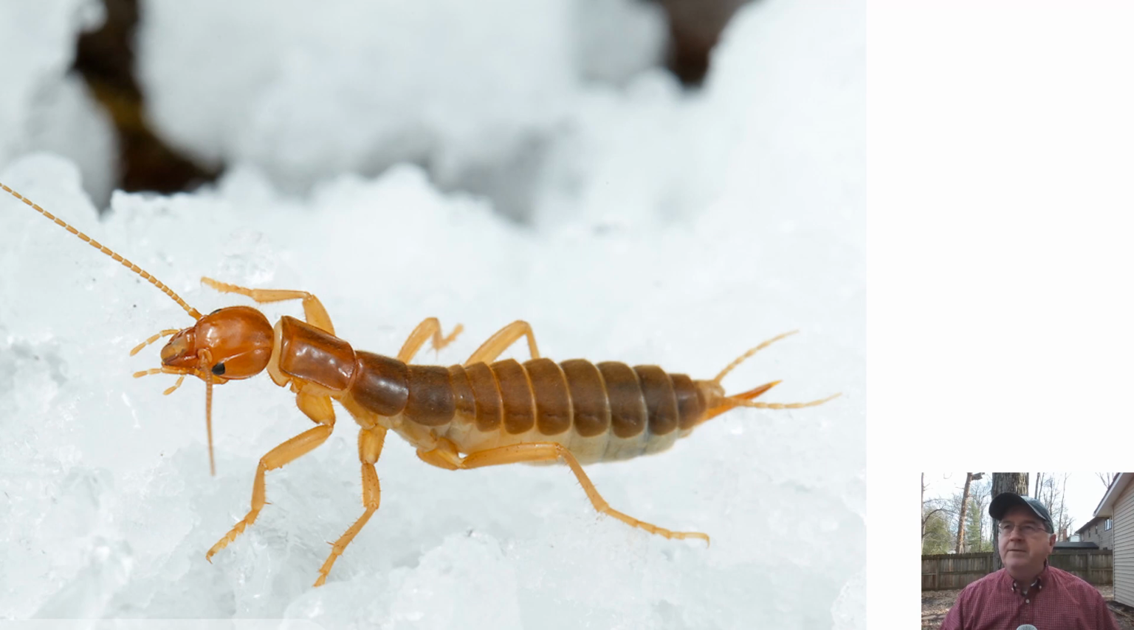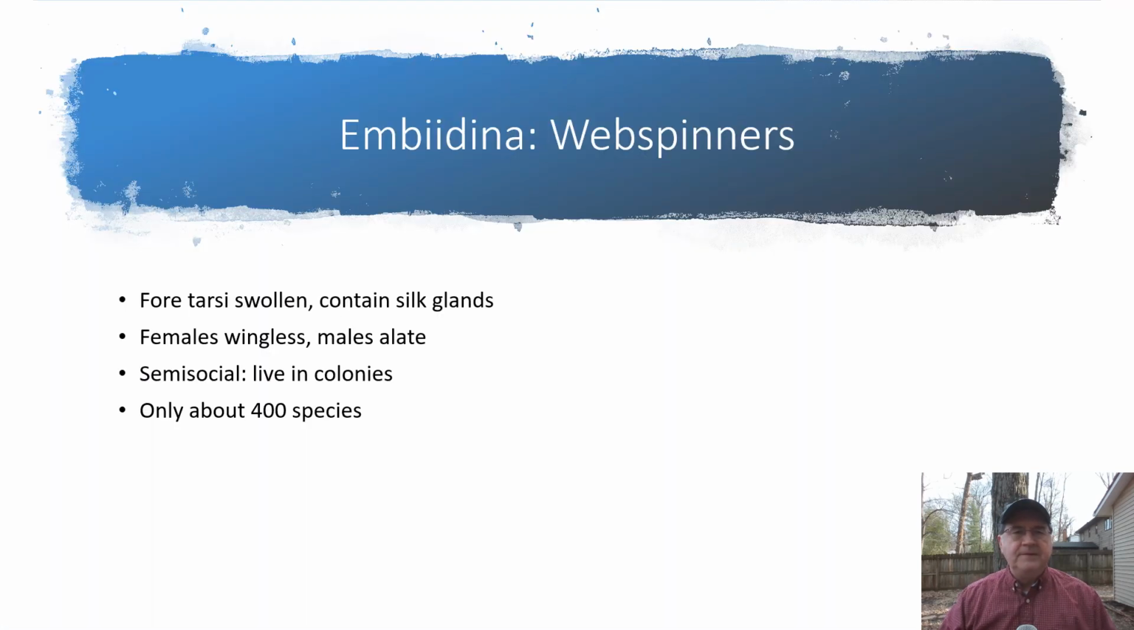Both, the Mantophasmatodians were described as a separate order in 2002. The Grilloblattids were described as a separate order, I believe, in the 1920s or thereabouts. Moving on to the Embiodyna. These guys are just out in left field in terms of morphology. Nobody knew where to put these because they're just so unique.